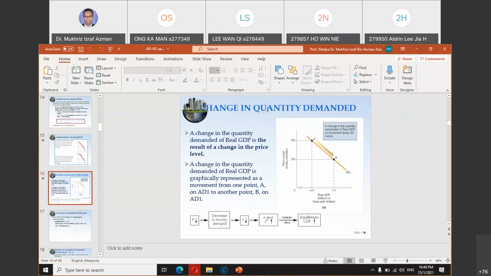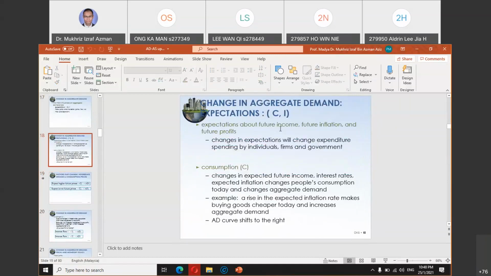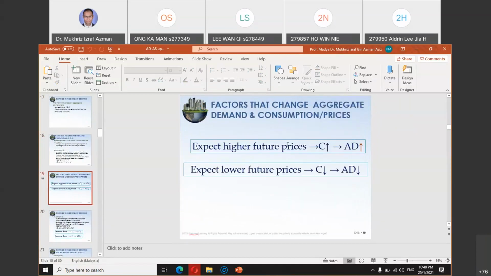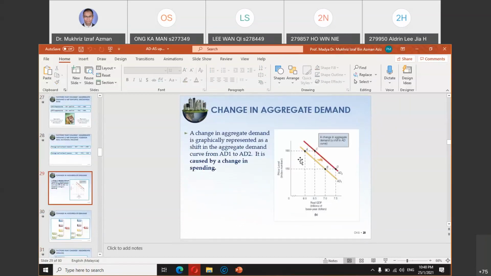Okay, change in quantity demanded means movement along. Movement along means only the price changes. But if you're talking about change in demand, that means the demand curve is shifting upward or downward. So you need to know the difference between what causes movement along the demand curve, which is just the change in price, or what can cause the demand curve to shift, meaning shift to the right or shift to the left.